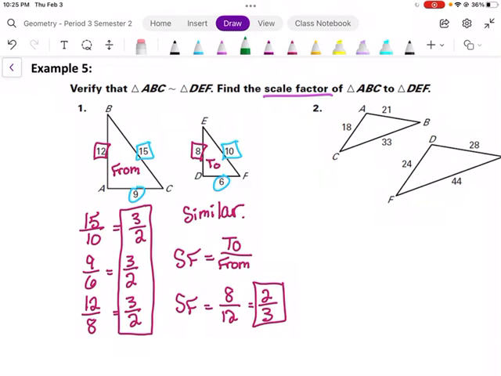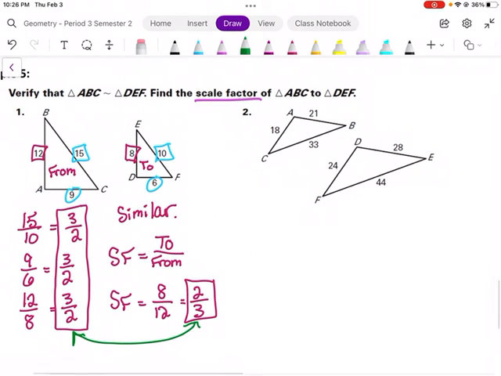Notice our scale factor is not equal to the fractions we found that were proportional. Sometimes it will be, sometimes it won't be. So you always want to make sure you check the scale factor because it's not always going to be the same as it is over here.